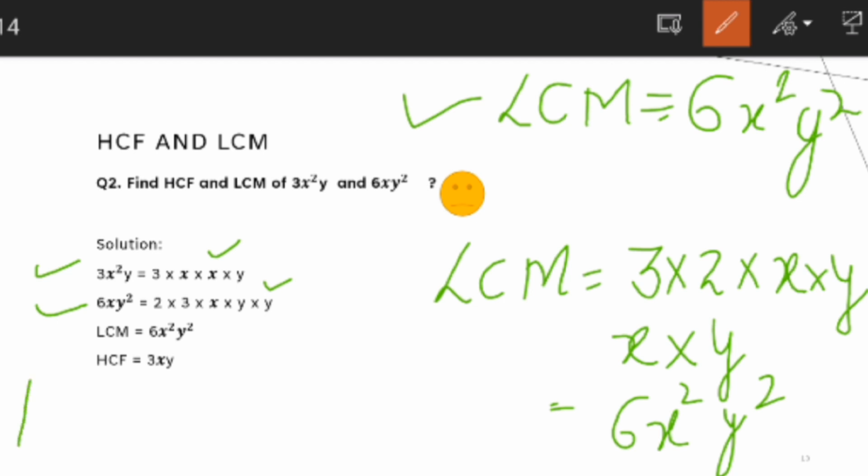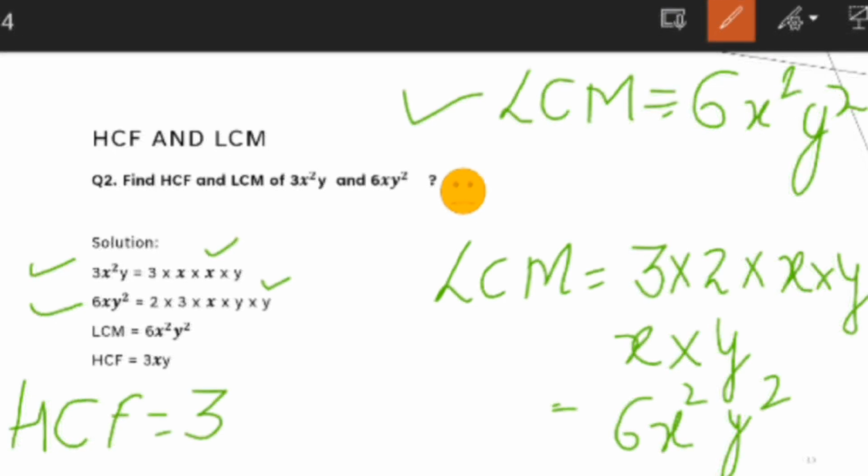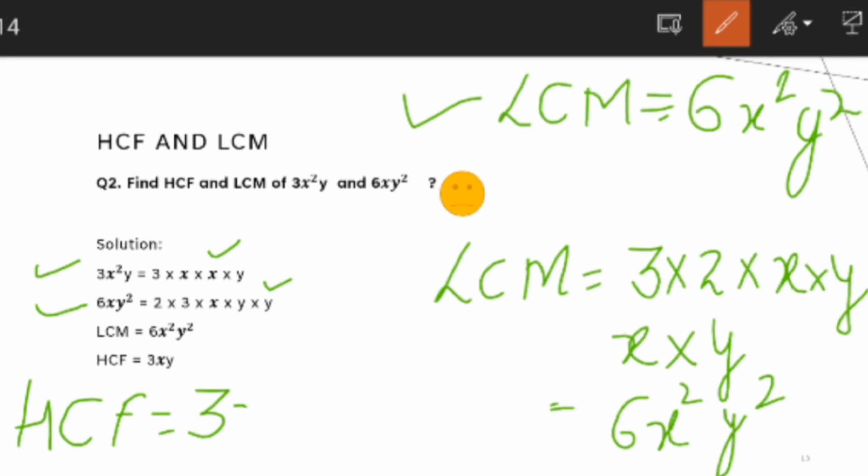But for HCF, you are going to take only the common part. So 3 is common. And for the variable part, you are going to take the variable with the lowest power. Now, in this first, x to the power 2 is there, and in this x to the power 1. So I'm going to take x to the power 1. And for y, this part is having y to the power 1. If nothing is there, it means it is 1. And in this, y to the power 2. So I'm going to take again the lowest power of the variable. So the HCF would be 3xy. I hope it is clear to you.